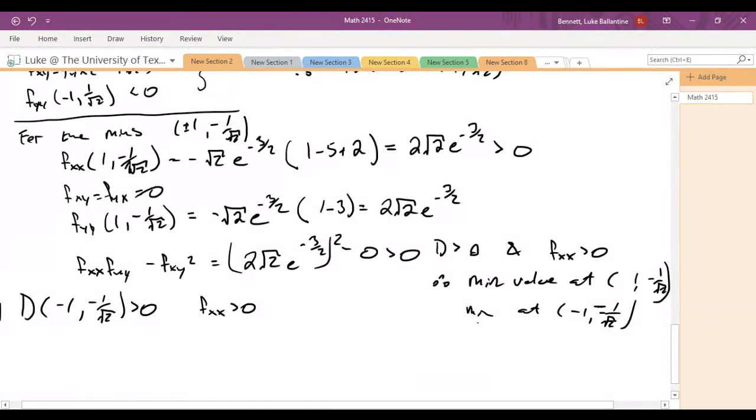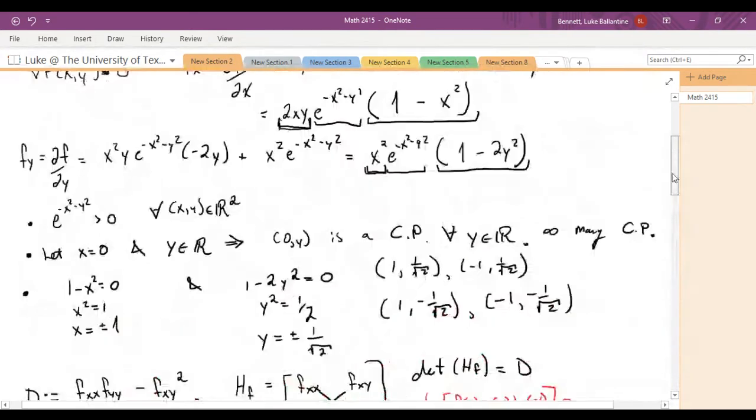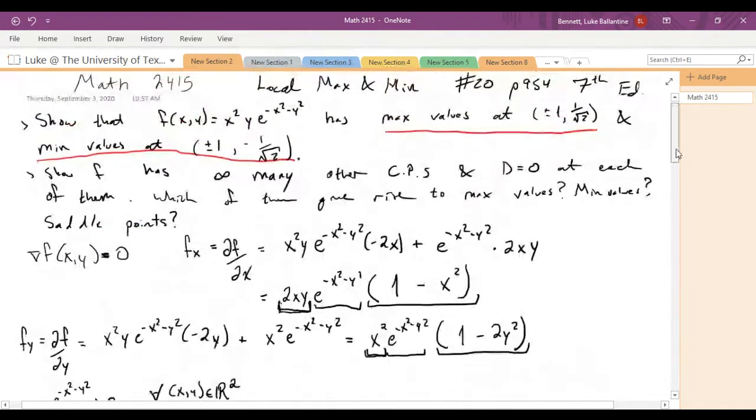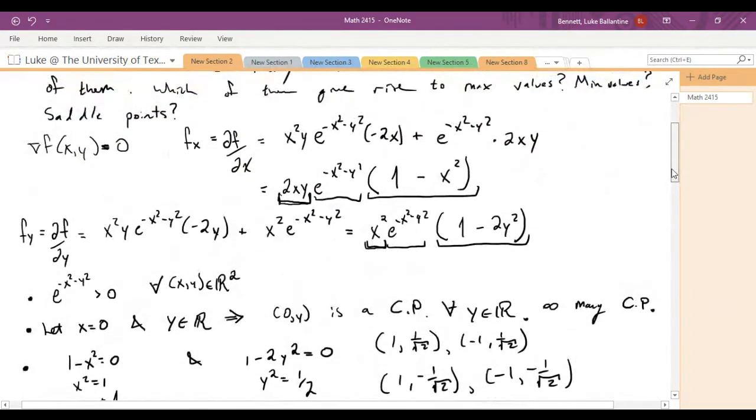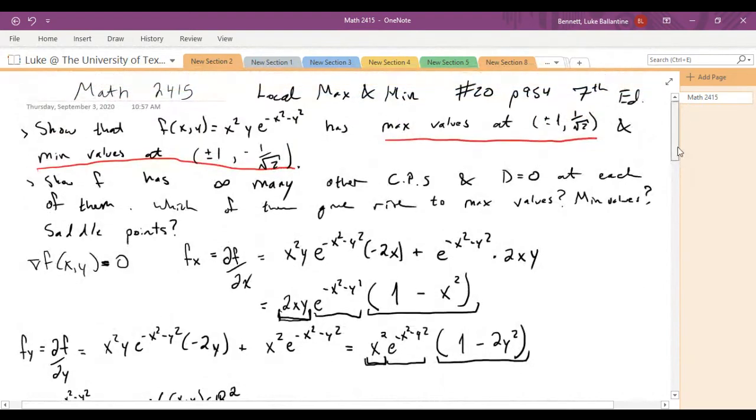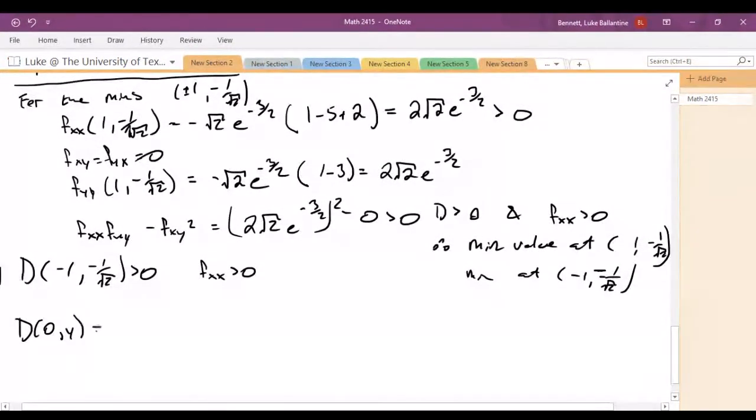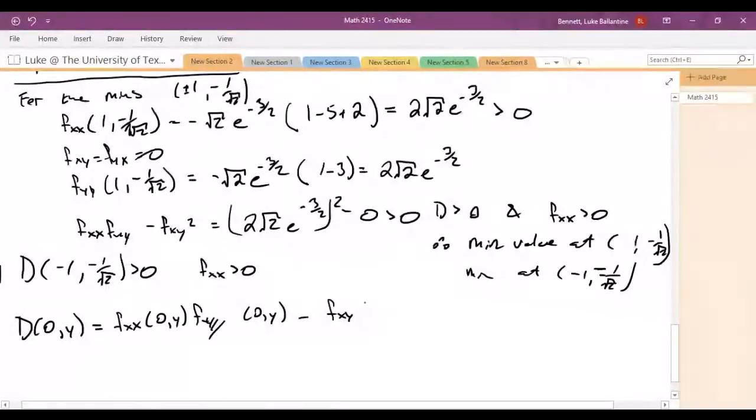Okay, so that classifies those 4 critical points, but we still have infinitely many critical points to classify. We're going to do that by sectioning them off by positive, negative, and 0. So these other critical points we said occur where x is 0 and y is any real number. So we're going to show that D equals 0 for all such points. So D of 0 comma y is equal to fxx at 0 comma y, fyy at 0 comma y, minus fxy at 0 comma y squared.